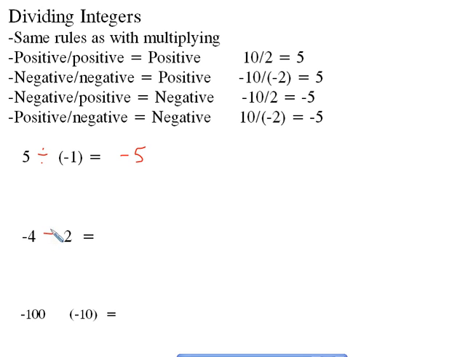And then we have this here, negative 4 divided by 2. How many times does 2 go into negative 4? Well, again, it doesn't. But how many times does 2 go into 4? It goes in twice, and then we have that negative sign.